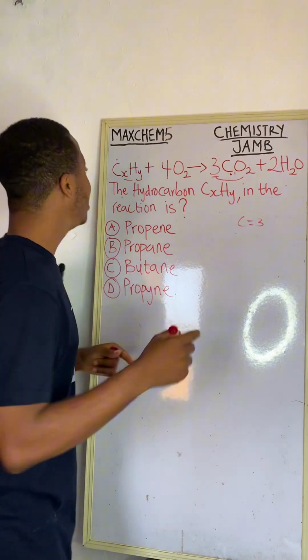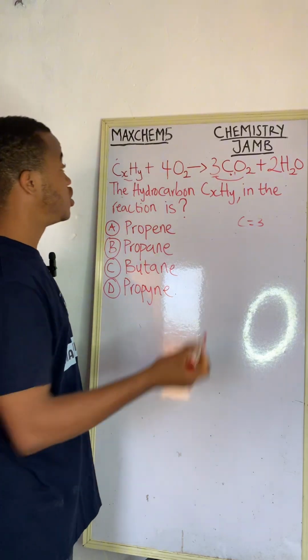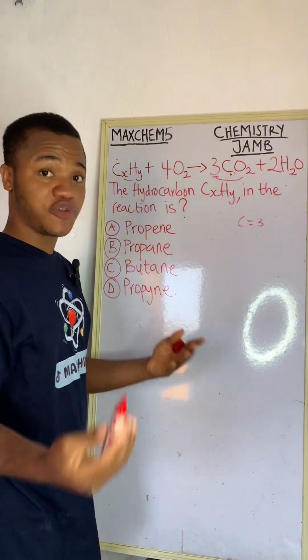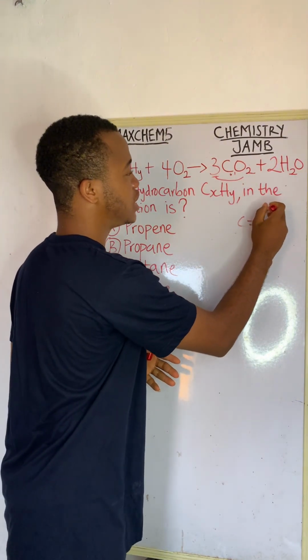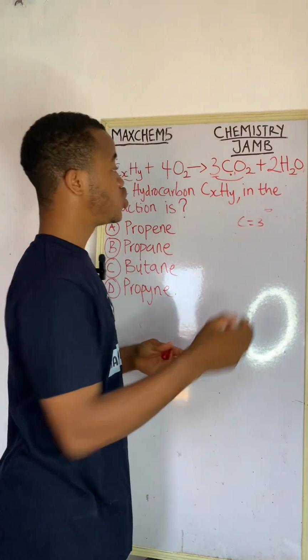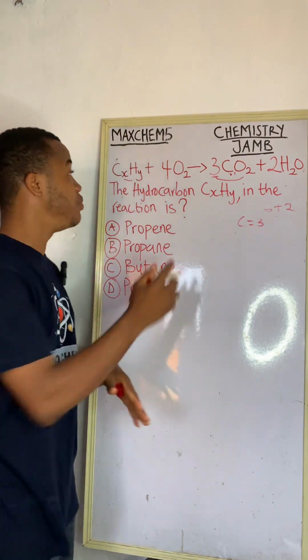Don't forget that we are only dealing with carbon and hydrogen. If you want to check for oxygen, we have 4 times 2, which is 8 atoms of oxygen. If you check here, 3 times 2 will give you 6. And oxygen is also here, 2 times 1 will give you 2. So 2 plus 6 will give you 8. That means that oxygen is already balanced.